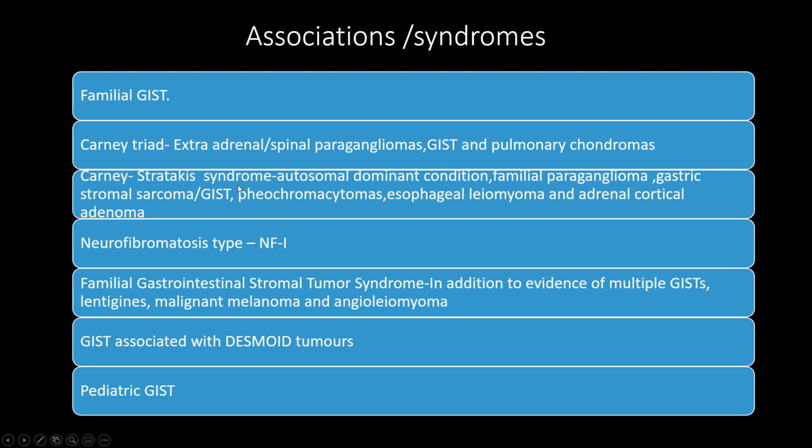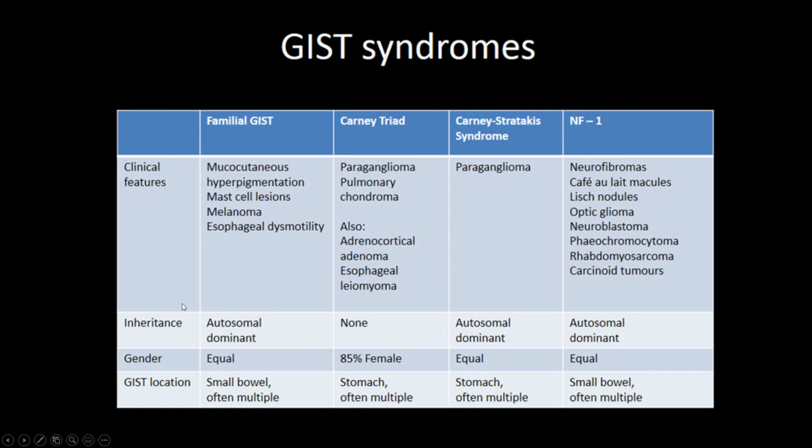In Carney-Stratakis syndrome, it is an autosomal condition. There are familial paragangliomas, GIST, pheochromocytomas, esophageal leiomyoma, and adrenal cortical adenomas. In familial GIST syndromes, in addition to the GIST, there will be skin lesions, malignant melanoma, and angioleiomyoma. So these are the various syndromes associated. Only Carney's triad is sporadic and not inherited. The remaining, familial GIST, Carney-Stratakis syndrome and NF1, are inherited.